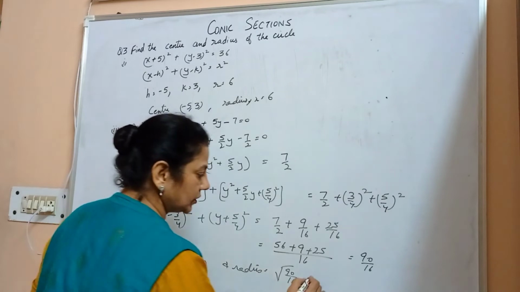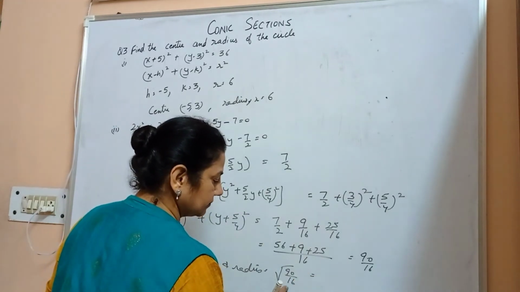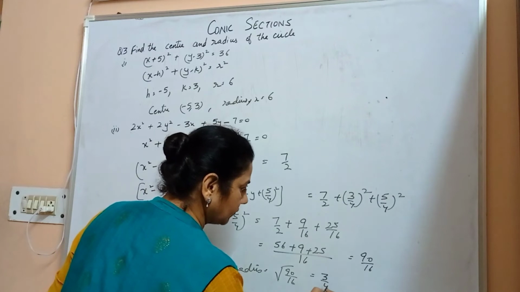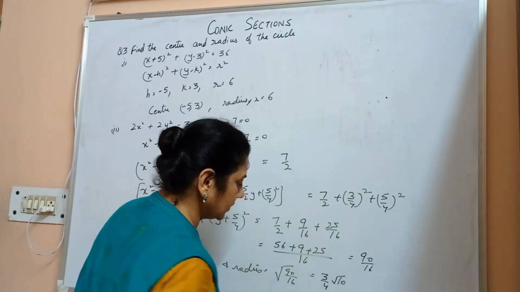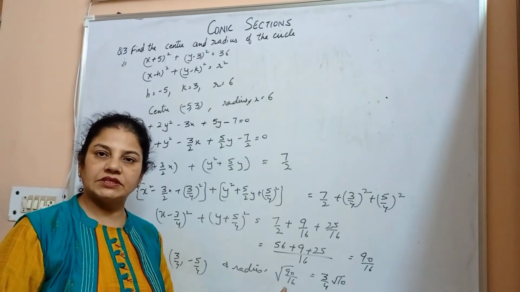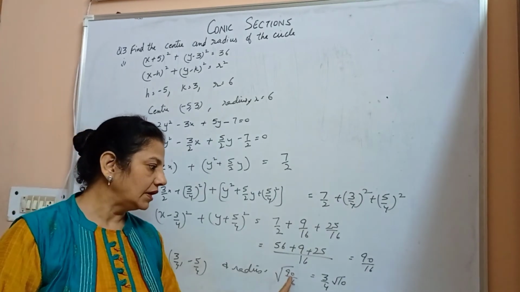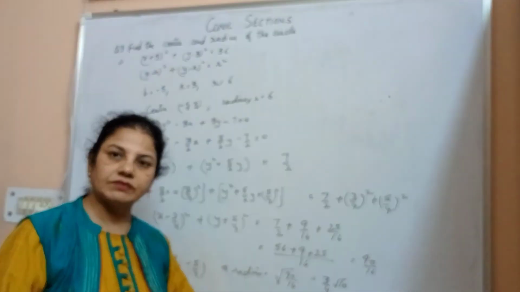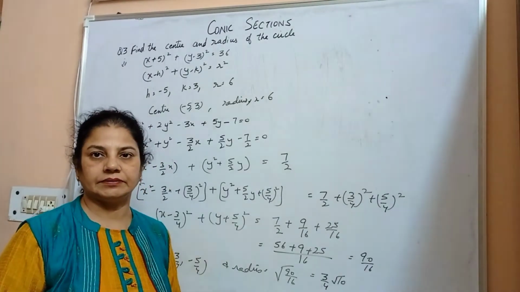On solving, what should I get? 90 by 16, so we get 3 by 4 under root 10. The square root of 9 by 16 is 3 by 4, into under root 10. So the radius of the circle is 3 by 4 under root 10.